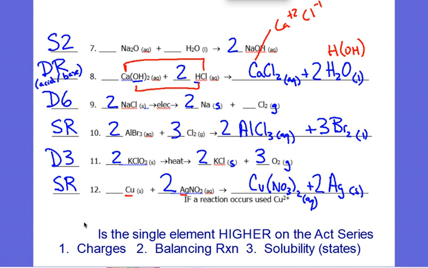6 and 11 are both decompositions. Decompositions are easy to identify as decompositions because they have electricity or heat, usually breaking them apart. And again, it's one compound.